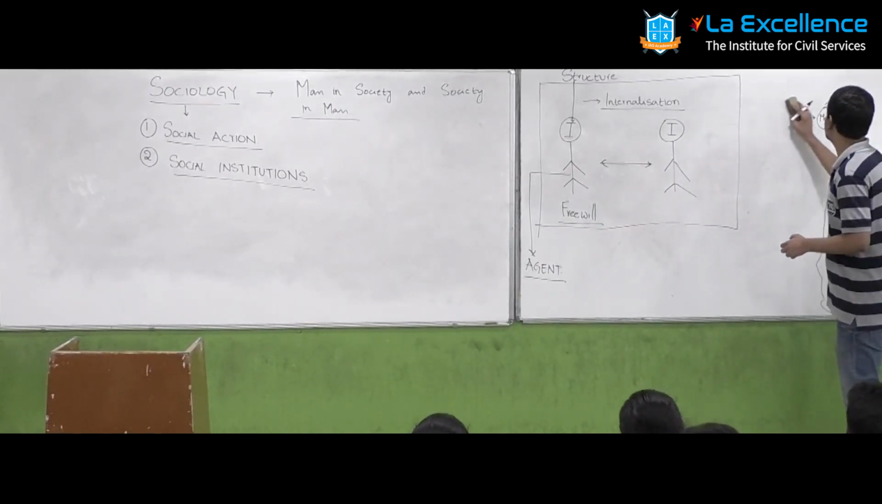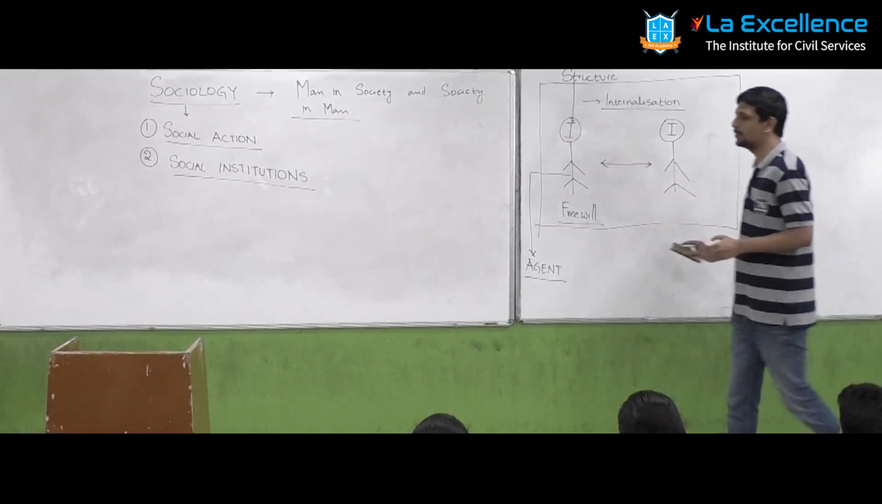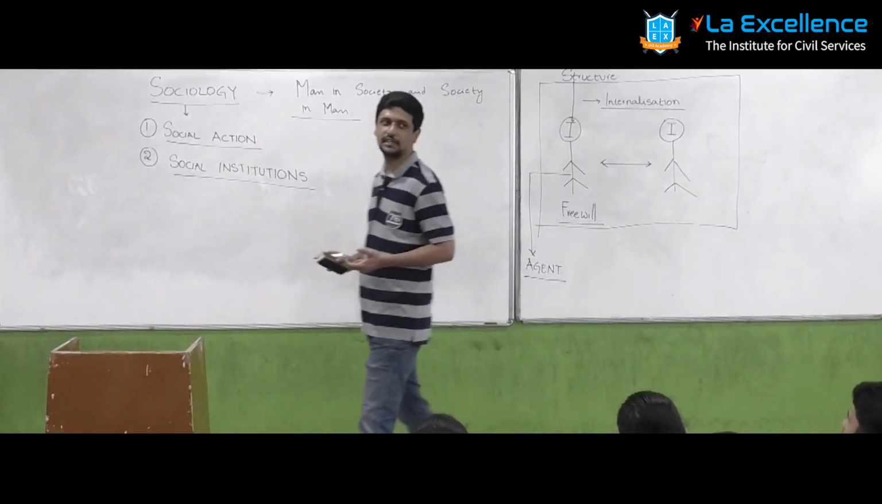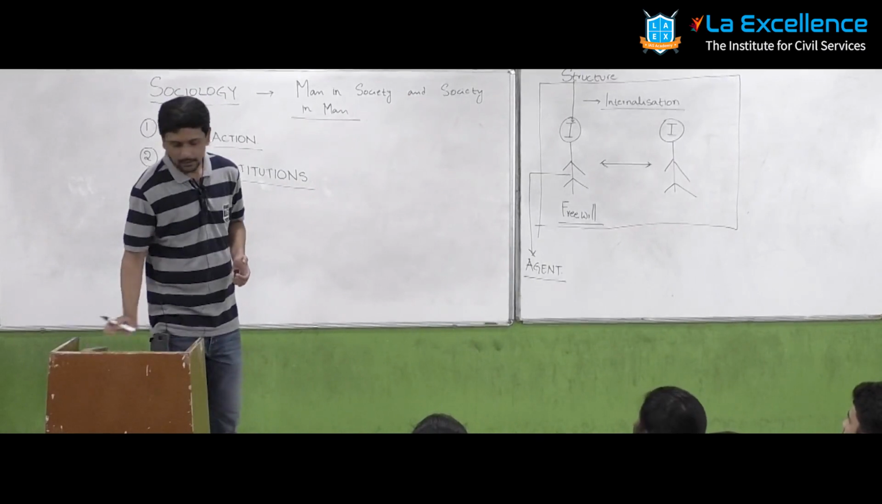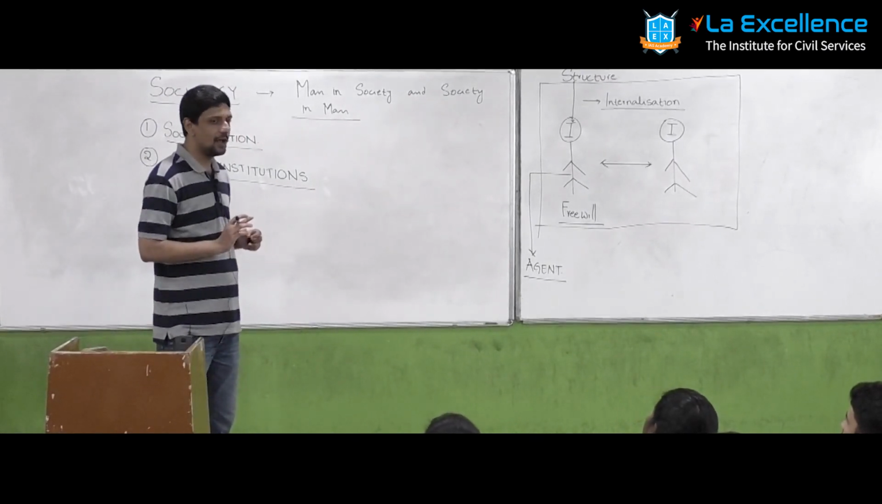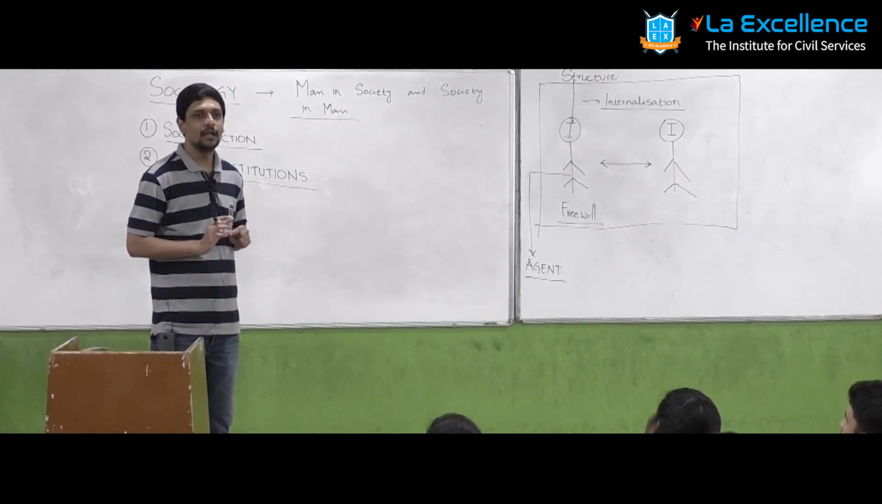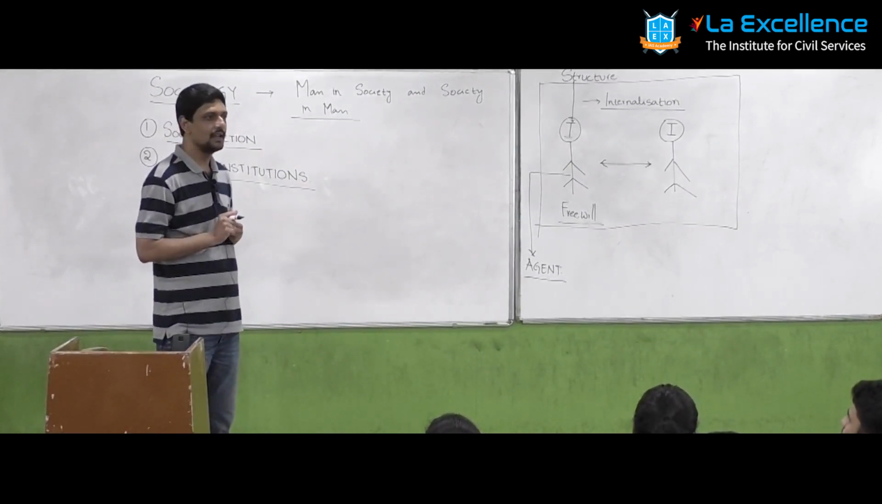No, I'm not asking you for examples of a social institution. I'm asking you how can we define or describe a social institution, right? To call something a social institution, it must satisfy three conditions.